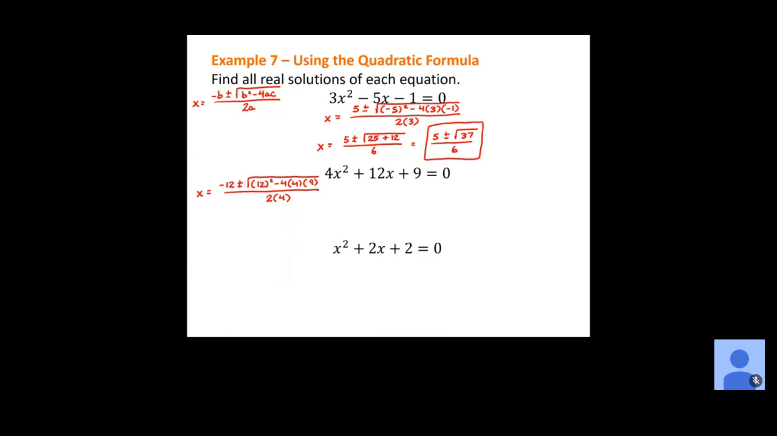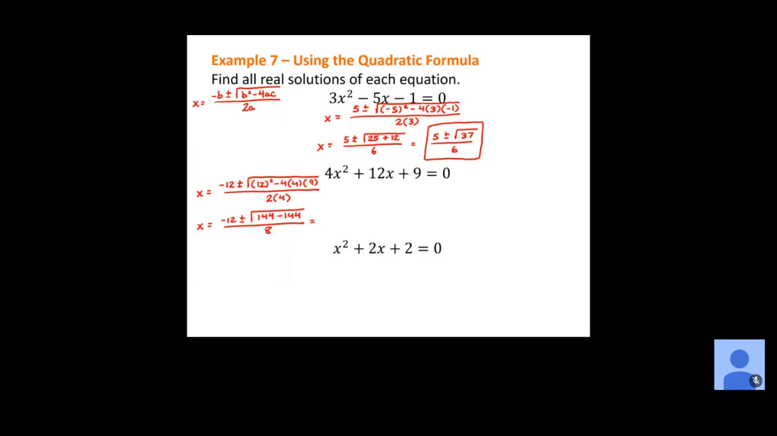All right, now we're just going to simplify all of that. So we have x equals negative 12 plus or minus the square root of, what's 12 squared? 144. And now if we multiply negative 4 times 9, what should that give us? Okay, good. A minus 144. All over 2 times 4, that's just going to be 8.